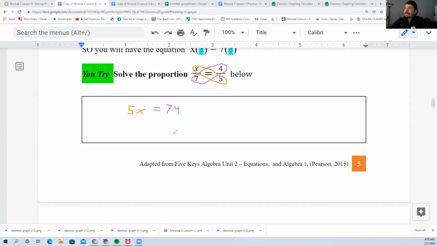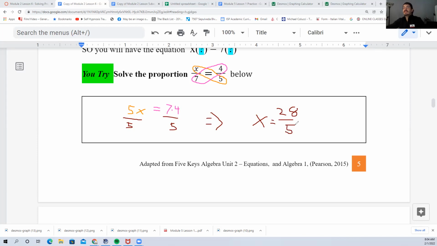Which is 28. And then we're going to divide both sides by 5, or multiply by 1/5, which is the reciprocal of what the x is being multiplied by. By multiplying by the reciprocal, we end up with 1x, which is exactly what we want. 7 times 4 is 28, and we're left with a 5 underneath. This cannot be simplified any further.